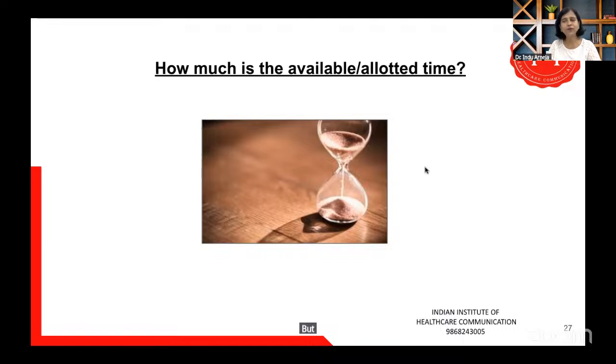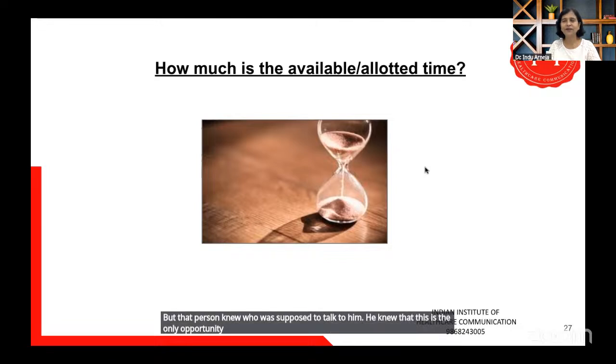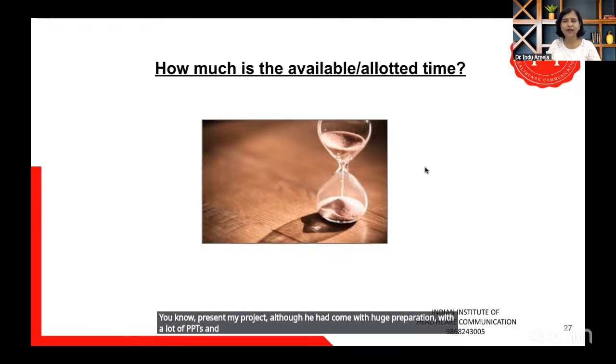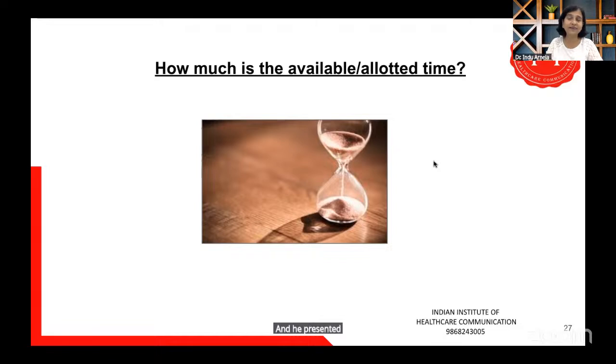But that person knew who he was supposed to talk to. He knew this was the only opportunity he had to present his project. Although he had come with huge preparation, with a lot of PPTs and data, he knew that these few minutes were the time he had to speak, and he presented the whole content in those few minutes, and finally he got the project.